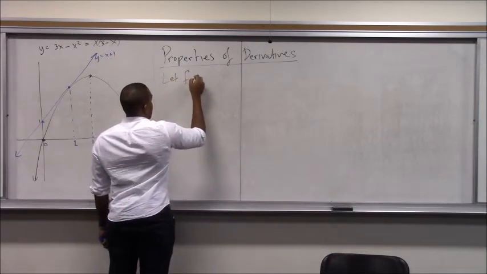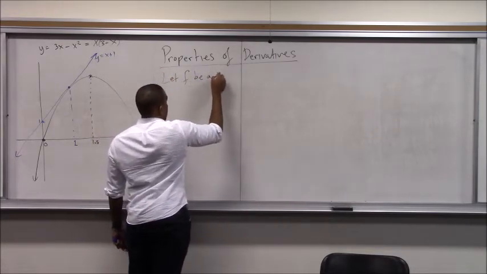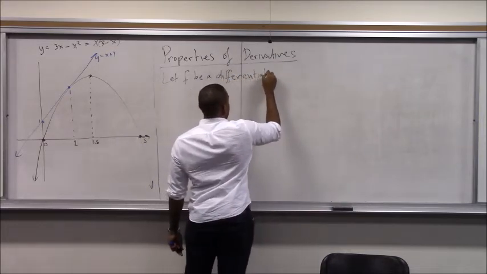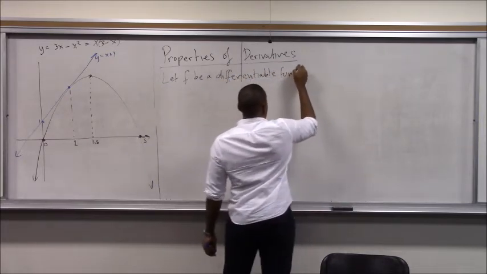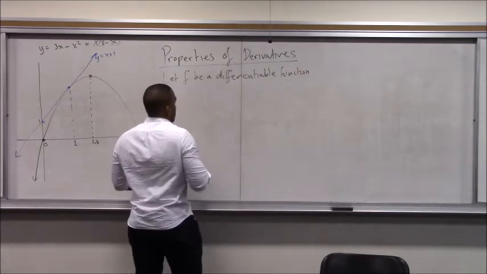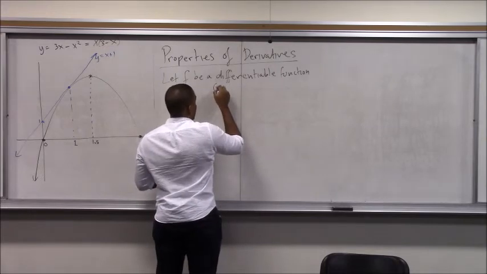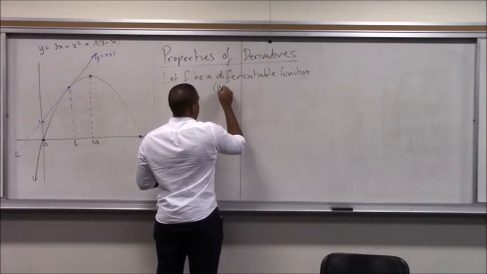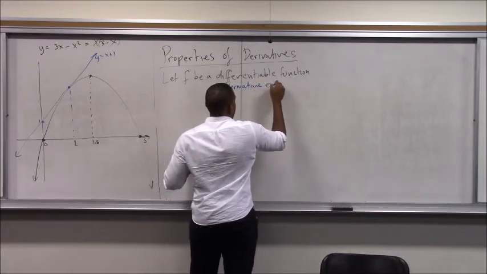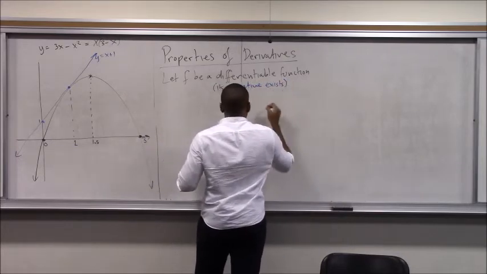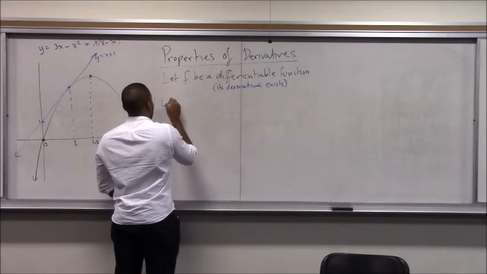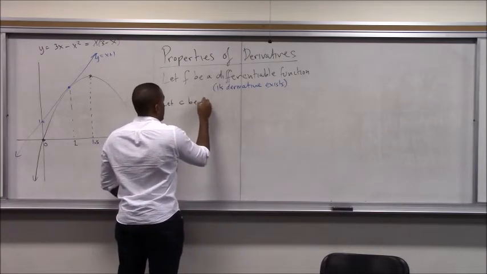Let f be a differentiable function. That just means its derivative exists, right? We'll talk about the cases where a derivative would not exist. Its derivative exists. Let C be a constant.